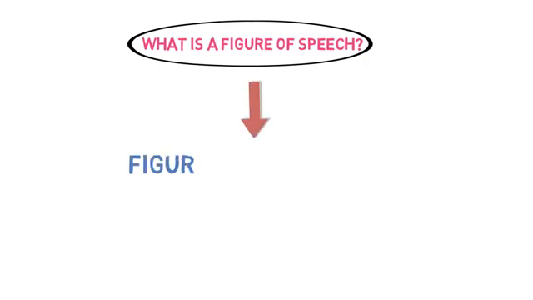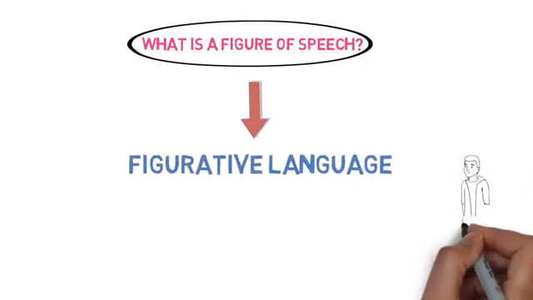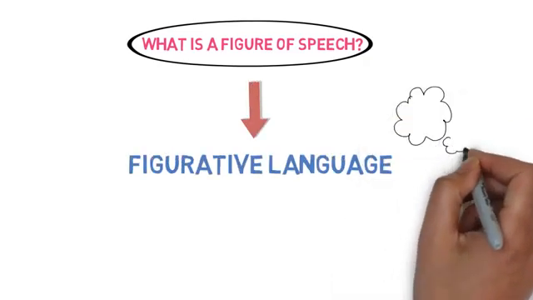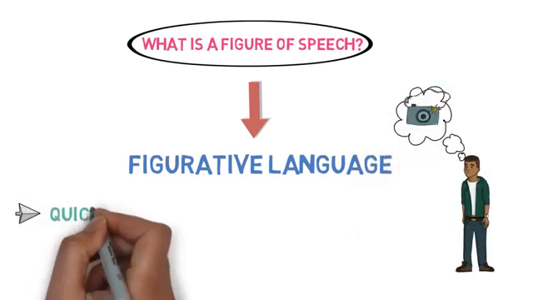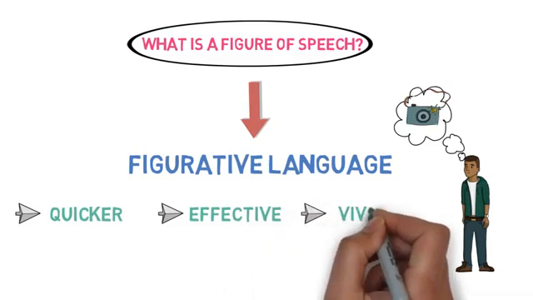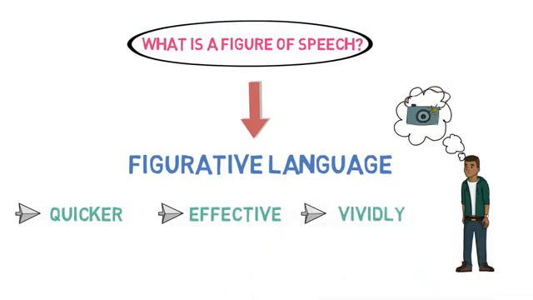So what is a figure of speech? A figure of speech is a figurative language. That is, a language which is used to draw a picture mentally to convey a message or idea much quicker, more effectively and vividly. We have already learned figurative and literal language in our previous video with tons of examples. Please watch that video if you haven't already or need a revision after this video. Links for that are in the description.